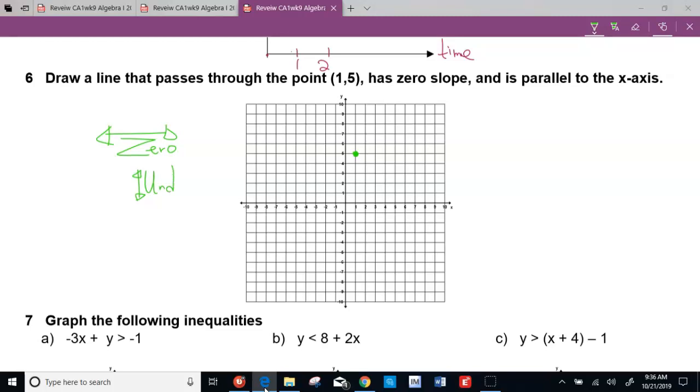So we're going to have a flat left and right, in other words, a horizontal line that goes through the point 1,5. And it is indeed parallel to the x-axis. The x-axis is right here. This line we just made that goes through the point 1,5 with a 0 slope is parallel to the x-axis. So there is our graph. It'll be a flat line.